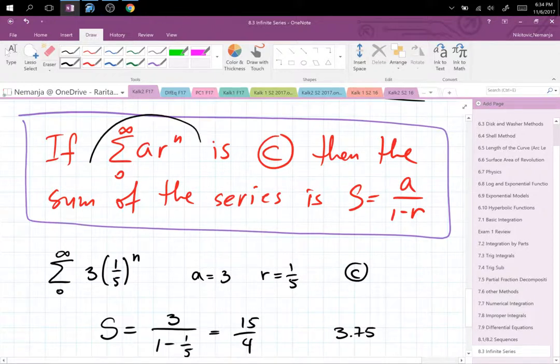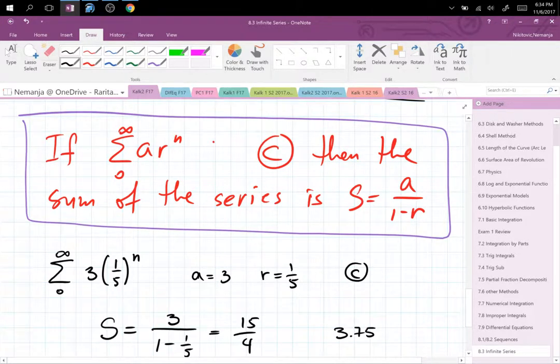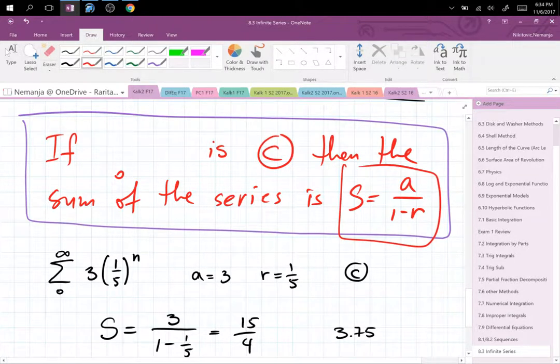So you have to memorize the form of geometric series. And then when you memorize the form, the rest is not a problem. So if the geometric series is convergent, then the sum of the series is given by S equals A over 1 minus R. So you are memorizing the form of geometric series, and you are memorizing the sum of geometric series.